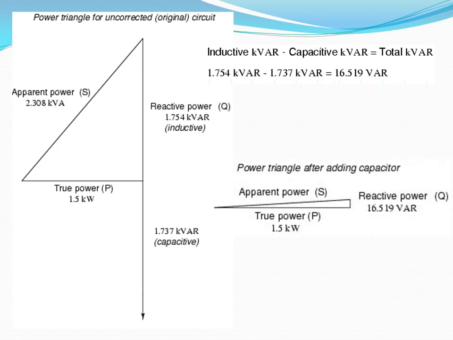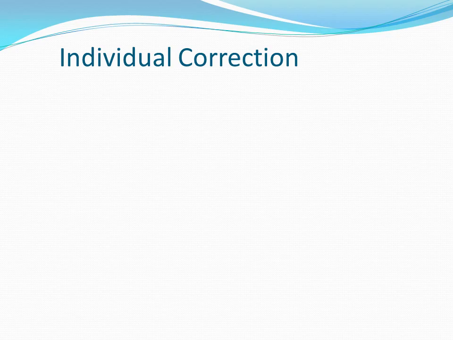This correction will not change the amount of real power consumed by the load, but it will result in a substantial reduction of apparent power and the total current drawn from the 240 volt source. In the previous example, we corrected an individual load. There are some advantages to working with only one load, as there are also disadvantages.